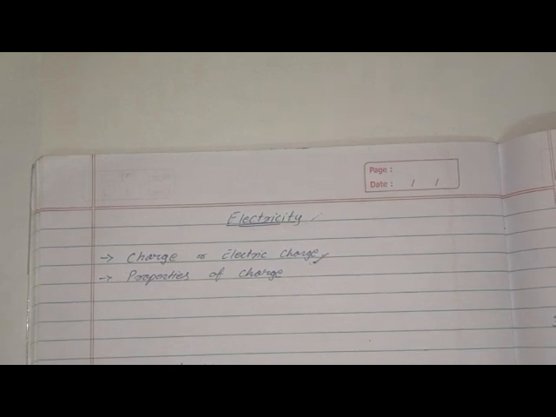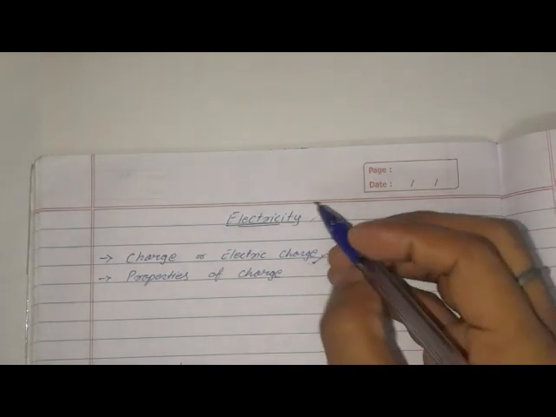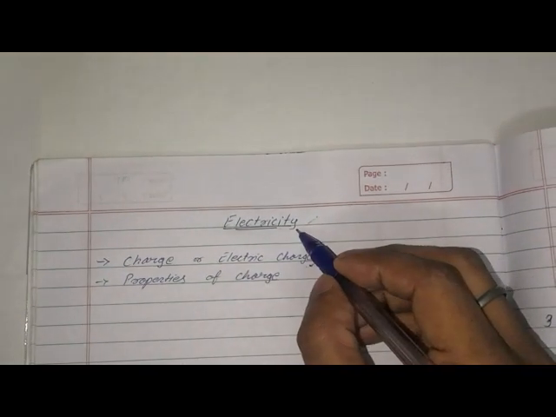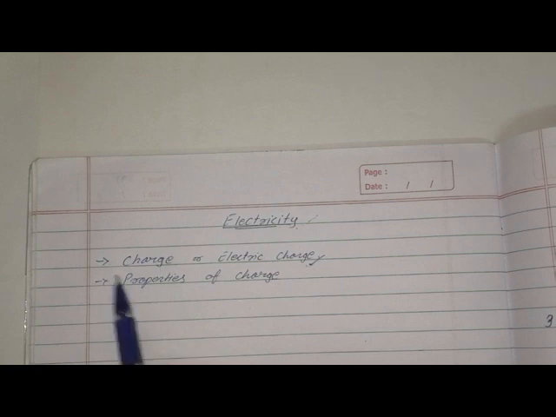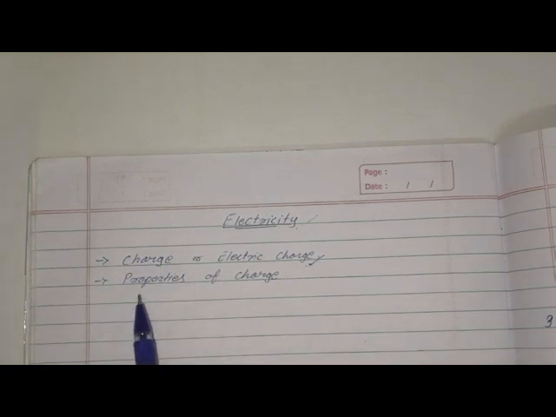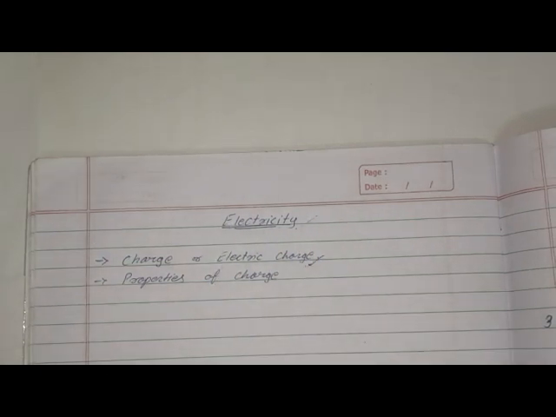and the chapter that we are going to study is electricity. In this chapter, we will first try to understand what electricity is. Then we will understand what an electric charge is, or in simple words what a charge is, and then what the properties of the charges are. So now we will start with this topic: what is electricity.